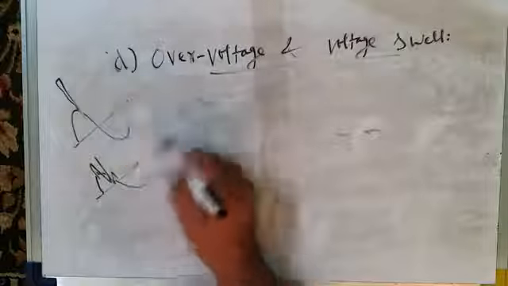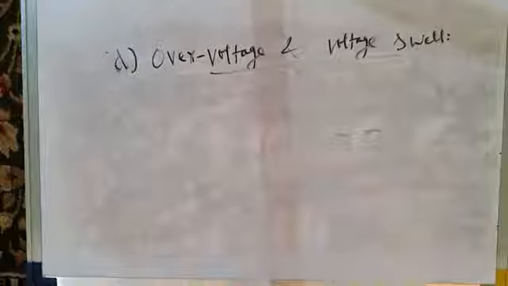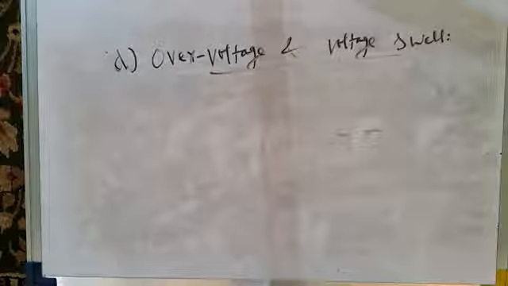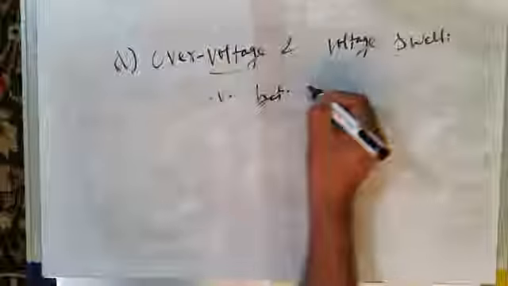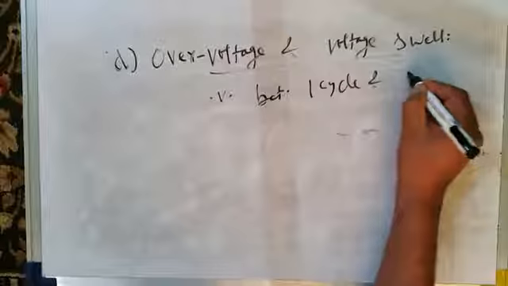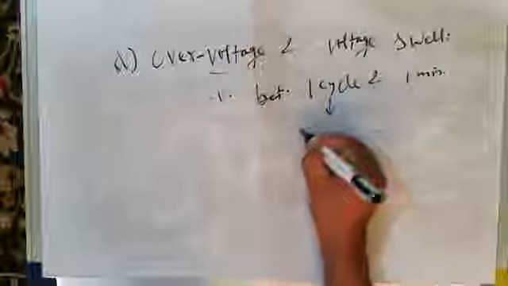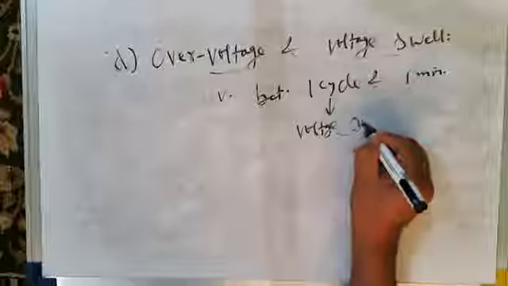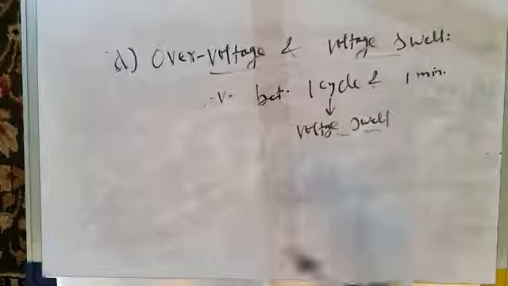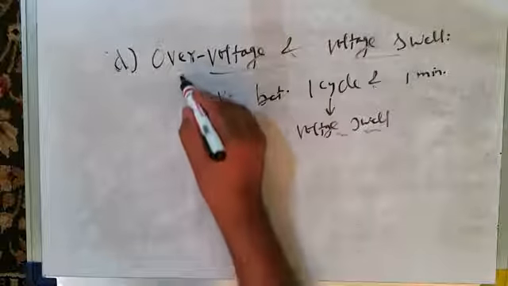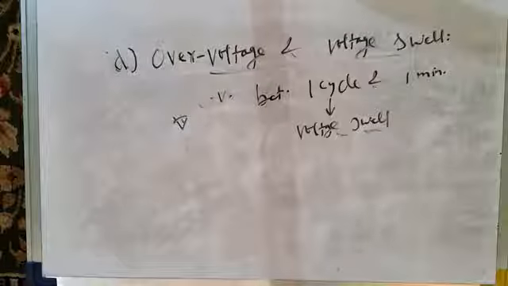And we don't categorize them here in over voltages and voltage swell. We categorize them in transients. We have already seen that category. Now the over voltage with a duration between about 1 cycle and 1 minute is called voltage swell. So over voltage between 1 cycle and 1 minute duration is called voltage swell. And if the over voltage lasts more than 1 minute, I mean if it is a long duration over voltage, then it is called over voltage itself.